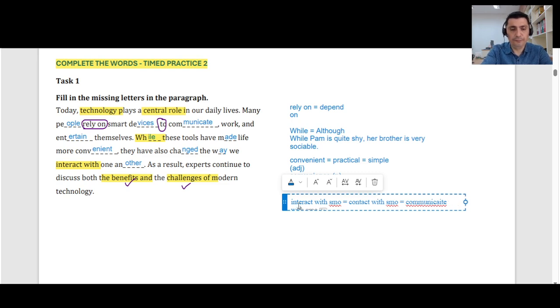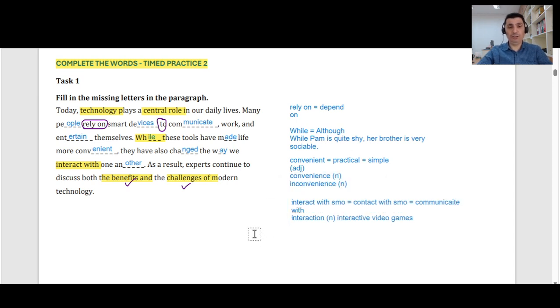All right. And the noun form of this word is interaction, right? Interaction. And it's very commonly used, as you all know. And we also use the word interactive. So interactive video games, for instance, right? So these are very common words that we use in our academic language.